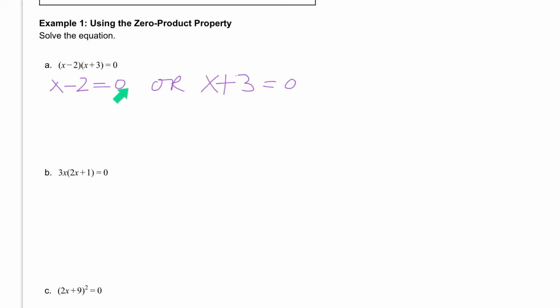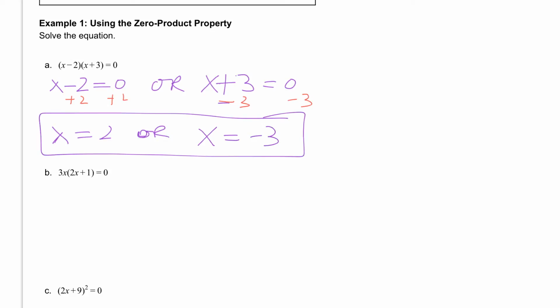So if we have x minus 2 is equal to 0, to solve, on both sides we would just add 2. So we'd add 2 on the left, which means we'd add 2 on the right, and we get an answer that x is equal to 2. Or, on the right-hand side here, this x plus 3 equal to 0, all we would have to do is subtract 3 from both sides, and we get x equal to negative 3. So our two answers are x is 2 or x is negative 3.